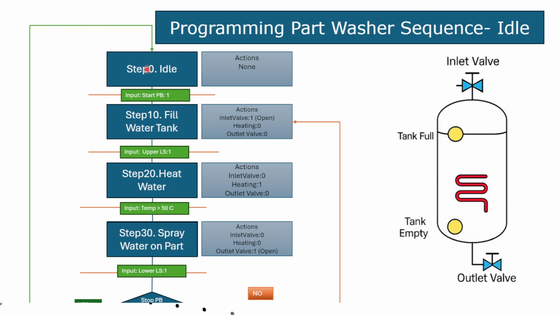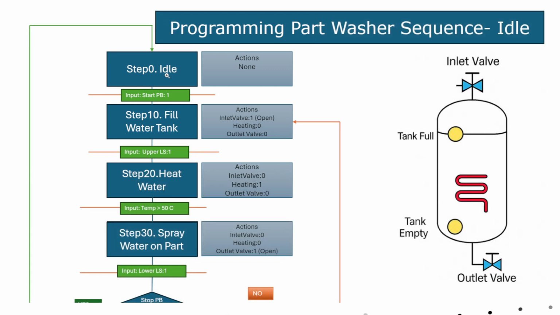If I want to add a step between 0 and 10, I have multiple options. I could add a step 5, or if I want to add one more step, I have enough gap between the step numbers to add new steps. Okay. So right now we are focusing on the idle step, which is this step. So let's deep dive into that step.